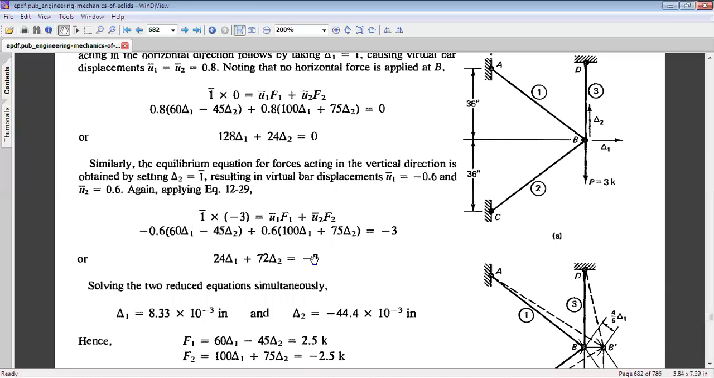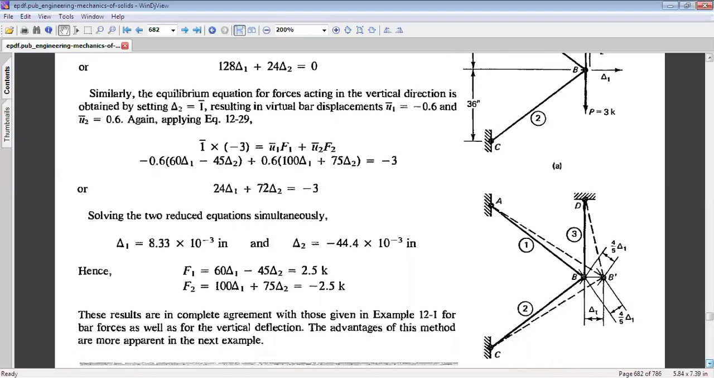So we can solve these two equations, 128 delta 1 plus 24 delta 2 equal to 0 and 24 delta 1 plus 72 delta 2 equal to -3, and we can easily get the values of delta 1 and delta 2. Delta 1 equal to 8.33 milli-inch and delta 2 equal to -44.4 milli-inch. And if we substitute these values in the expressions of capital F1 and capital F2, we get capital F1 equal to 2.5 K and capital F2 equal to -2.5 K.